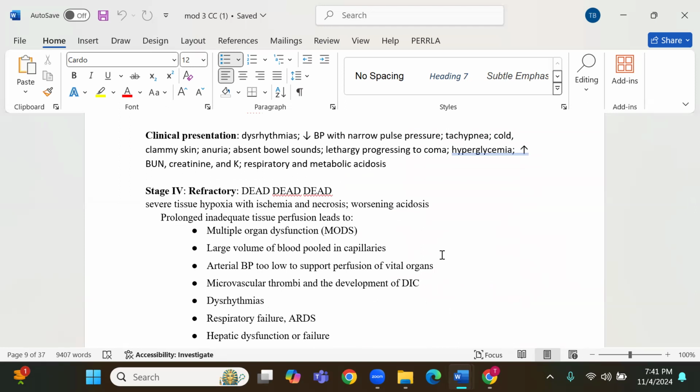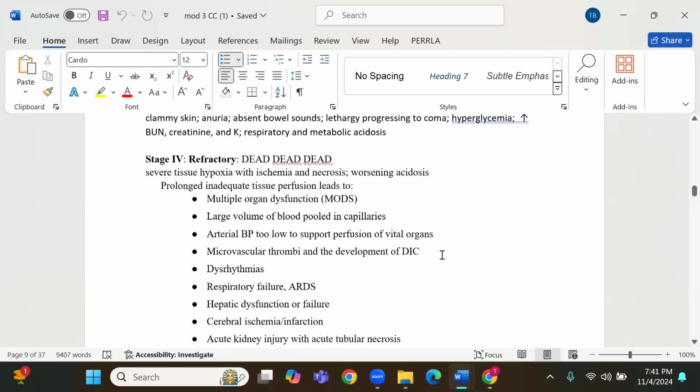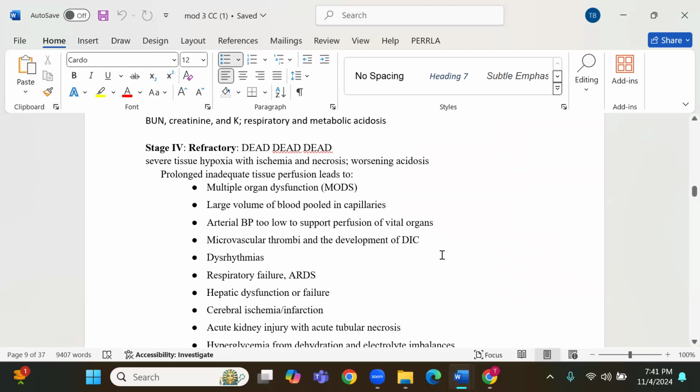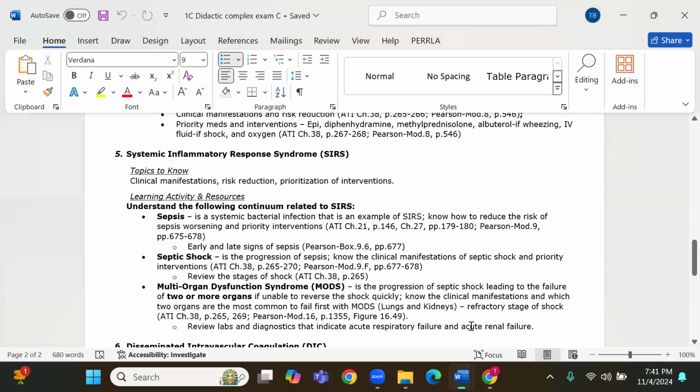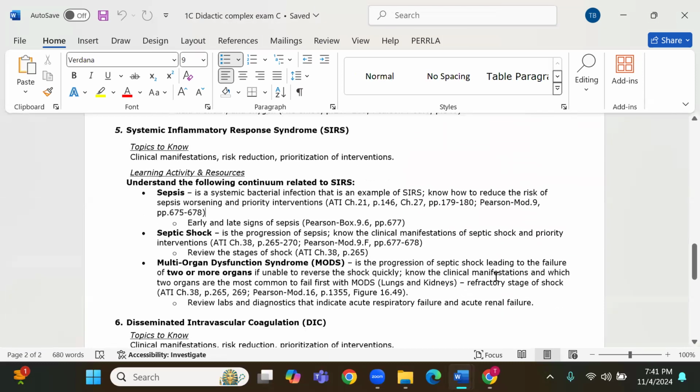If we go to the refractory period or refractory stage, which we'll have to see what it says in the ATI book, it may still be called that. Then there's 2 things that are on here. Look, multiple organ dysfunction, which is called MODS, and microvasculature thrombi, which is called DIC. I don't know if you're familiar with that or not, but I can give you a little scenario. Let's go back before I do, and let's look at this, okay?